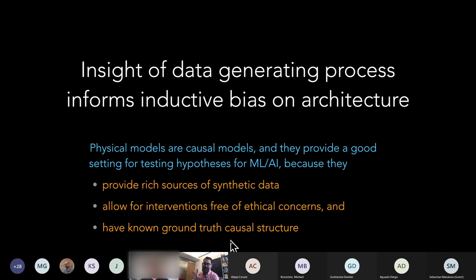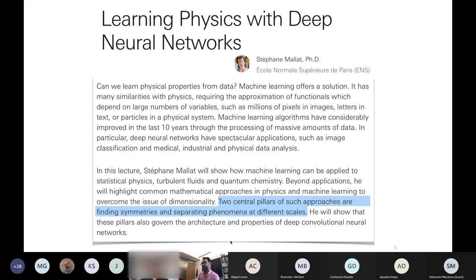I'm mainly going to talk about two example settings in this lecture. But before I get to them, I'm going to pick and choose a few influential quotes that I found from machine learning researchers. Stéphane Mallat is very well known for his work, for instance, with wavelets and a lot of more classical signal processing. In this talk he's talking about learning physics with deep neural networks.